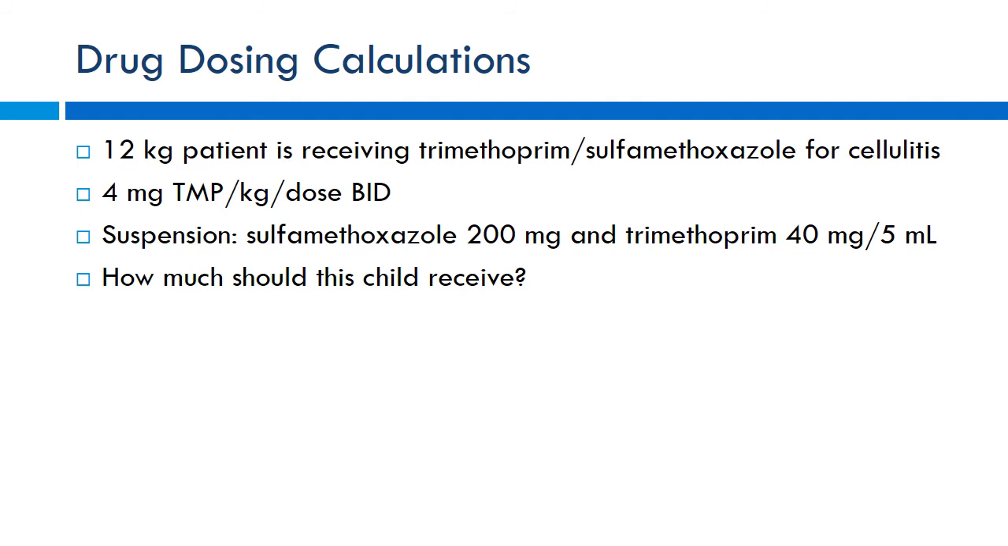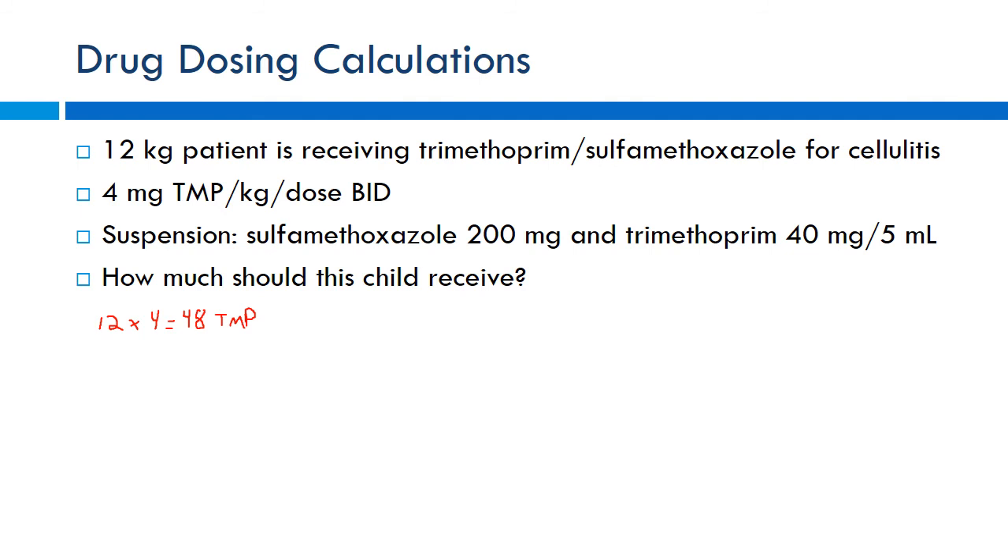Okay, going again with our pen here, again, very poor handwriting. First off, how much should the patient actually receive? So 12 kilos times 4 equals 48. The patient should get 48 milligrams of trimethoprim, TMP. So that's how much of that drug they should be getting.